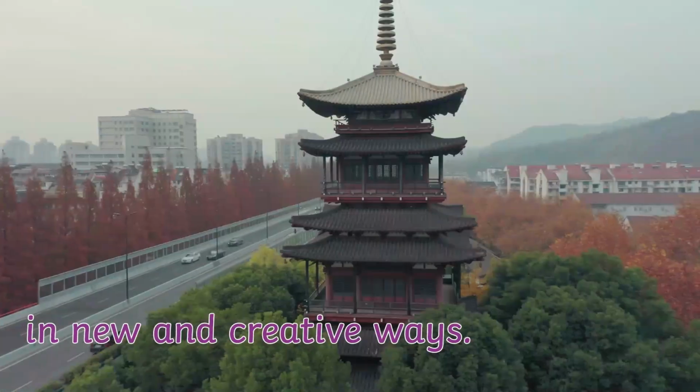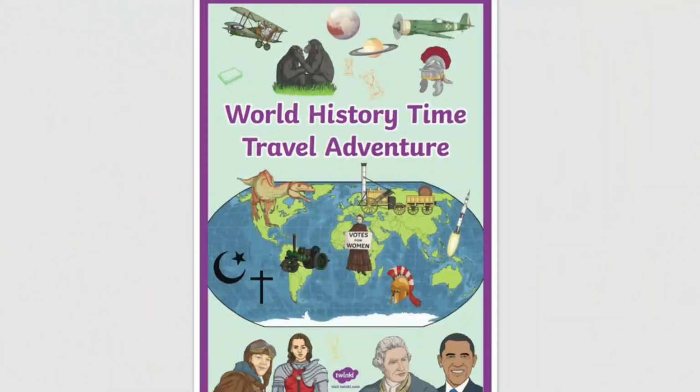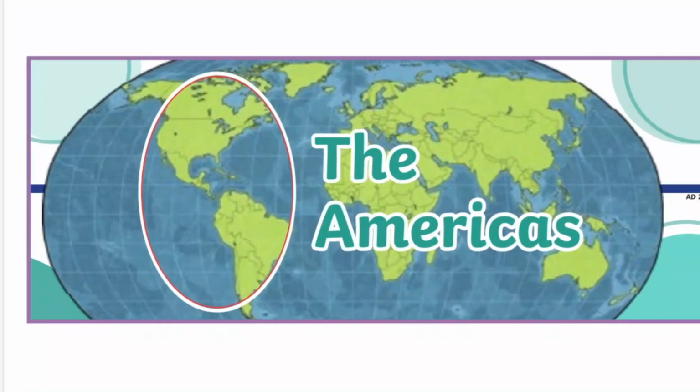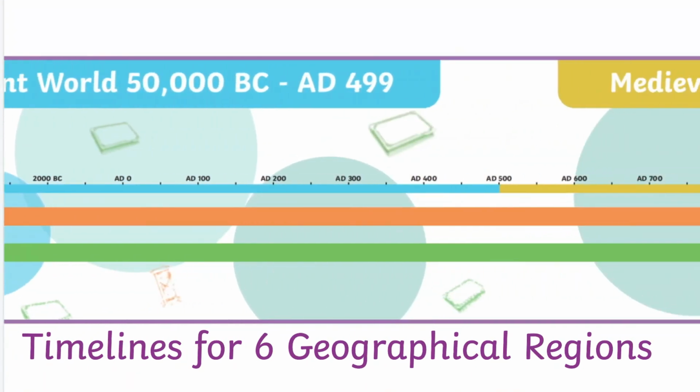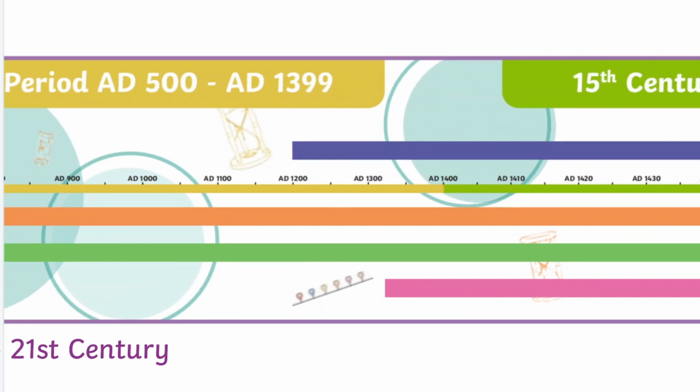You'll be able to see how long things last for, when things relate to other things, and all happening all over the globe at the same time. It's an amazing resource, and we're going to give you a sneak peek at some of the resources you're going to get inside it. You'll get timelines for 6 different geographical regions of the world.